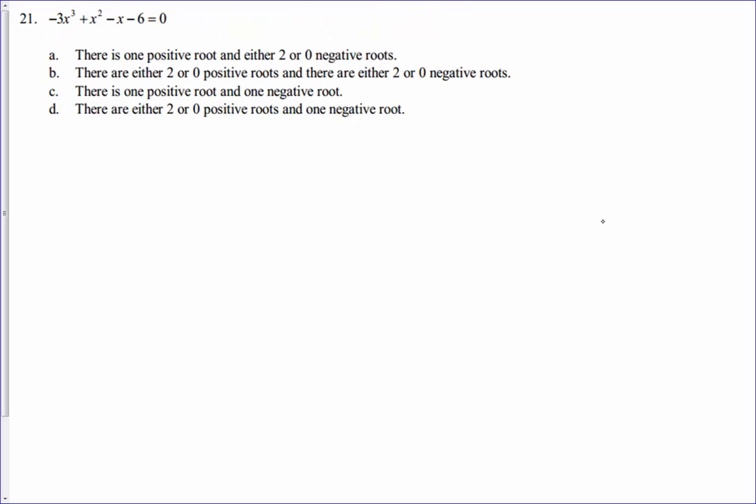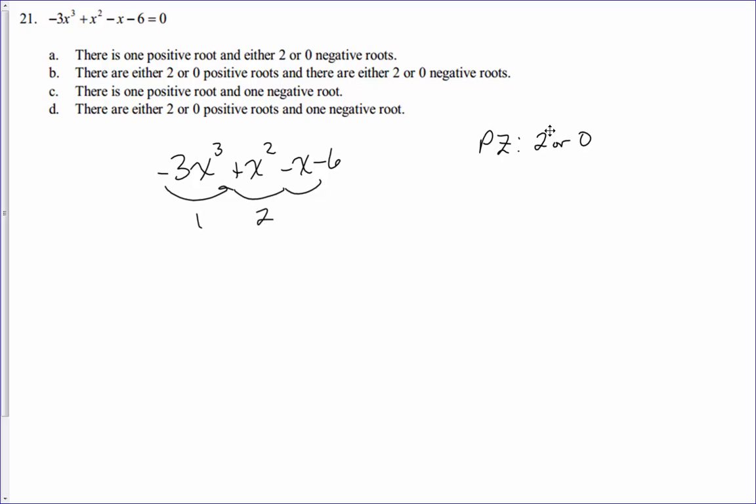All right. Next one we're going to do is number 21. It says, what does Descartes' rule of signs tell you about the polynomial? Well, if you remember with Descartes' rule of signs, you just count the number of sign flips. So you write it as is, count the number of sign flips. From there to there is 1, from there to there is 2, and from there to there is not a sign flip. So that means for positive zeros, we're going to have 2 or 0, because remember you take your number of sign flips and subtract 2 until you hit either 1 or 0. When you hit 1 or 0, you're finished.